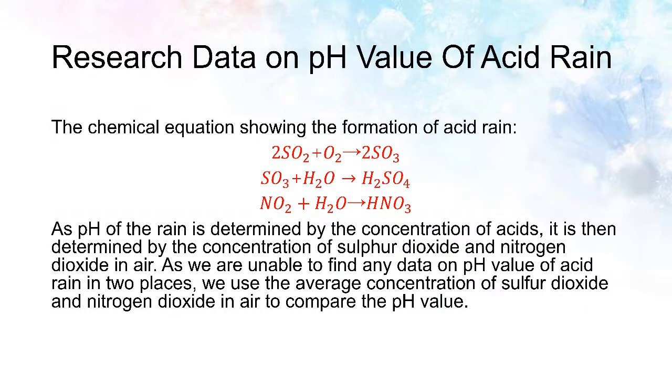The chemical reaction showing the formation of acid rain is shown below. As pH of the rain is determined by the concentration of acids, it is then determined by the concentration of sulfur dioxide and nitrogen dioxide in air. As we are unable to find any data on pH value of acid rain in two places, we use the average concentration of sulfur dioxide and nitrogen dioxide in air to compare the pH value.